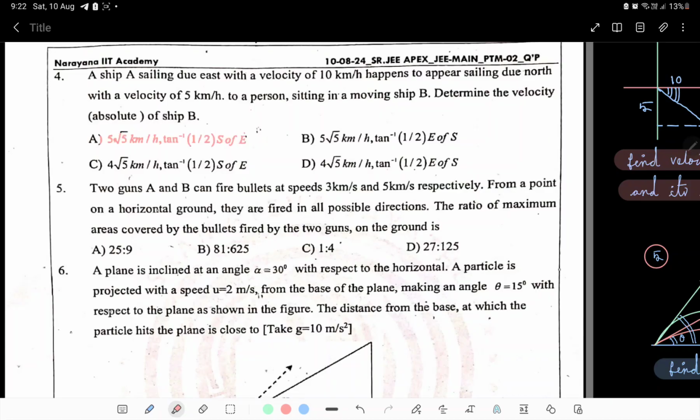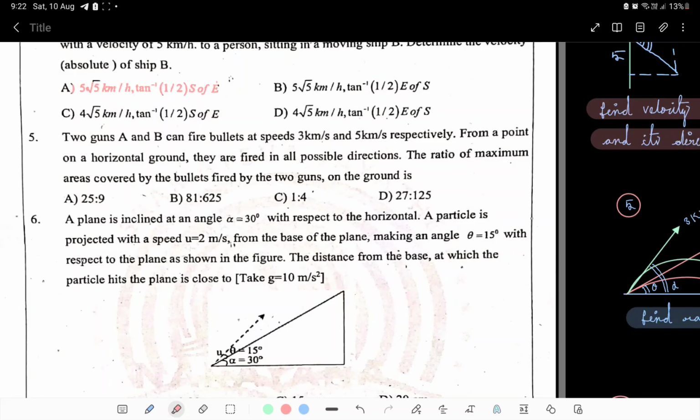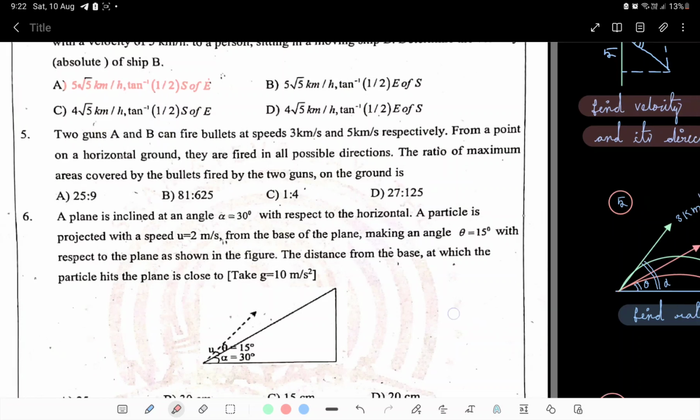That was the answer, right? Now look at question number 5. Two guns A and B can fire bullets at speeds 3 km per second and 5 km per second respectively from a point on a horizontal ground. They are fired in all possible directions. The ratio of the maximum areas covered by the bullets fired by the two guns on the ground is?